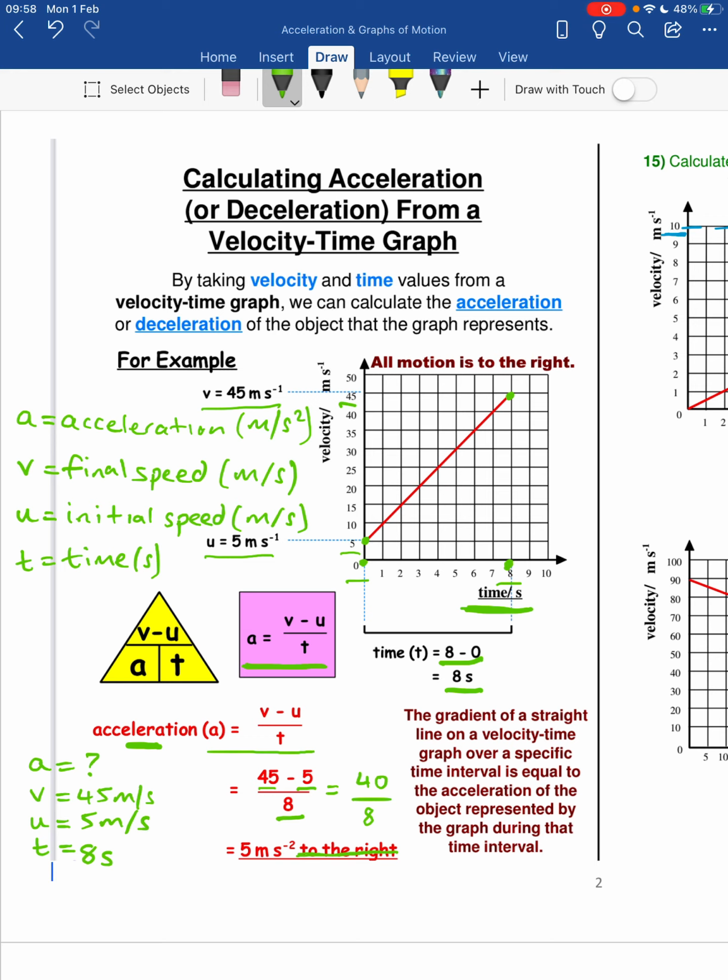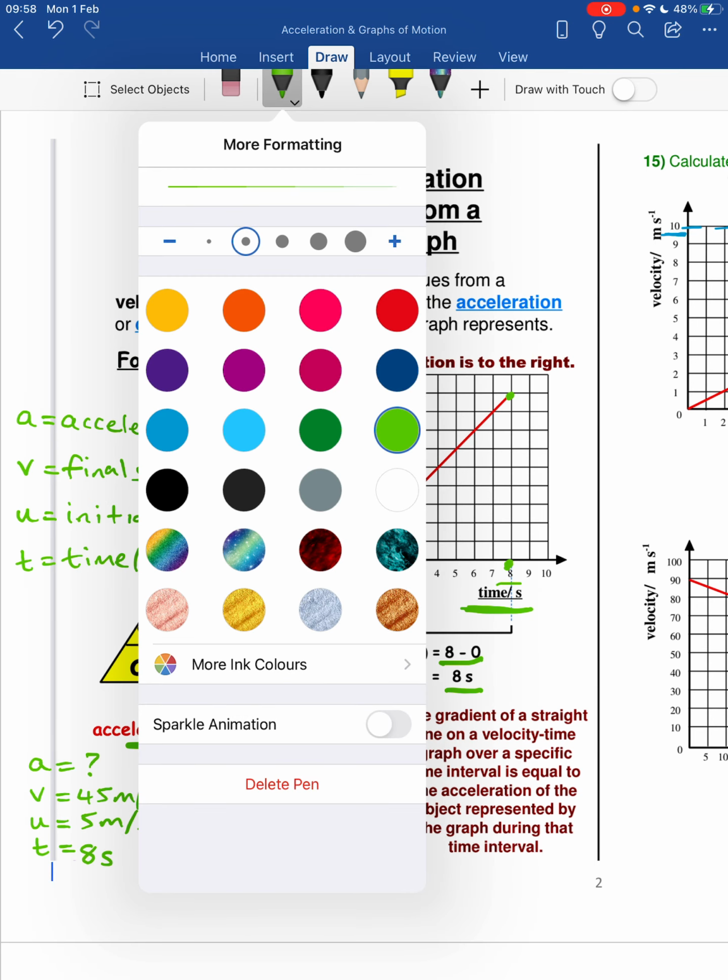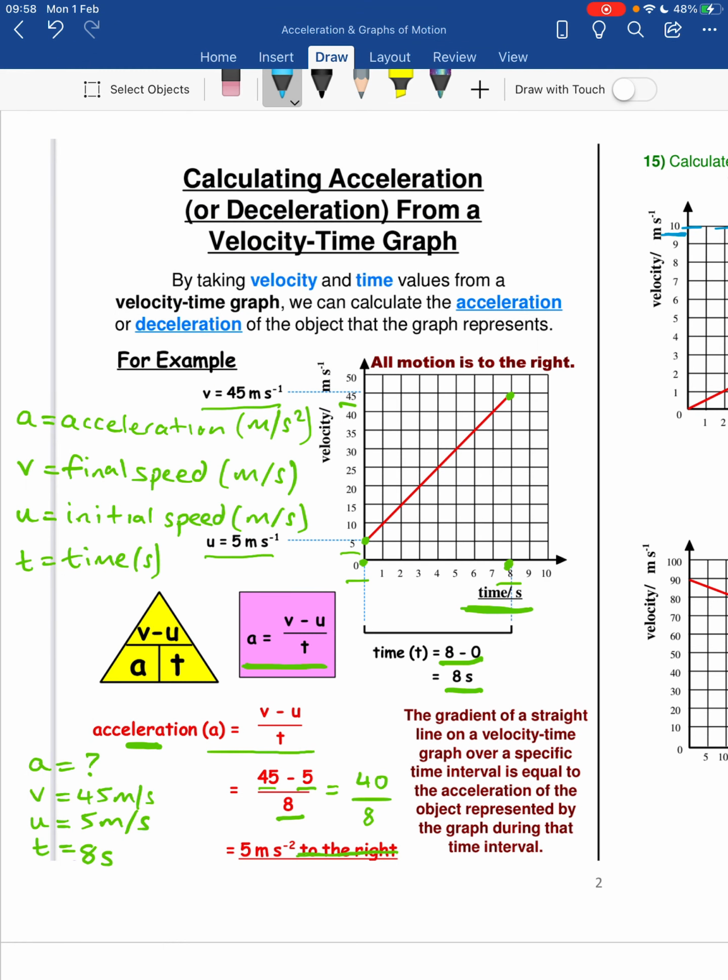Now you'll notice that they've written down m/s minus 2, which is slightly different to what I wrote above, which was m/s squared. Both versions are correct. So you can write down the one that you prefer. So your units for A, you can either write m/s squared, or you can write m/s minus 2.